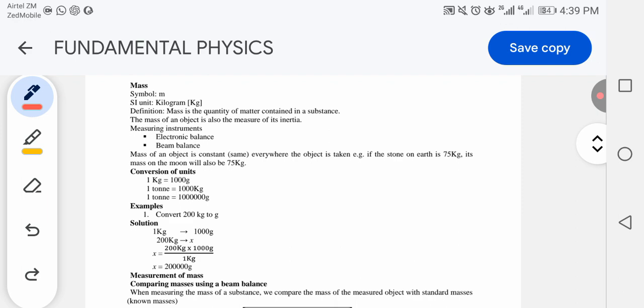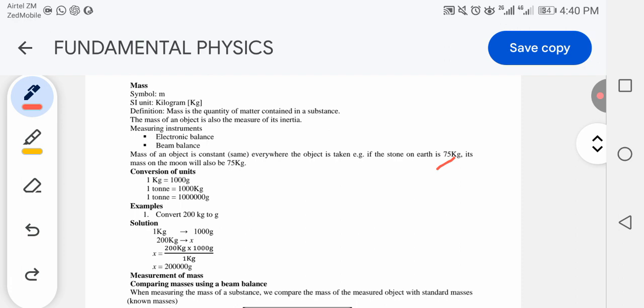The mass of an object is constant, the same everywhere, be it on the moon or on the earth. For example, if a stone on the earth is 75 kg, its mass on the moon will also be 75 kg.